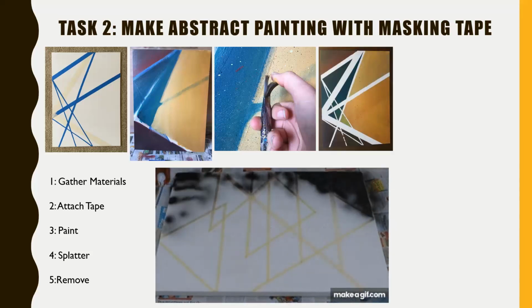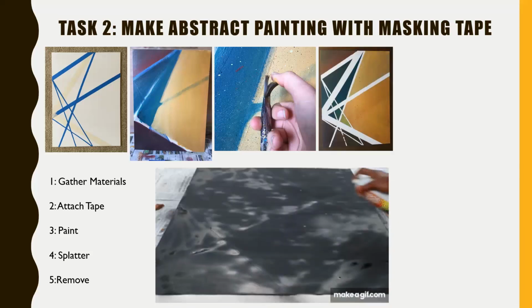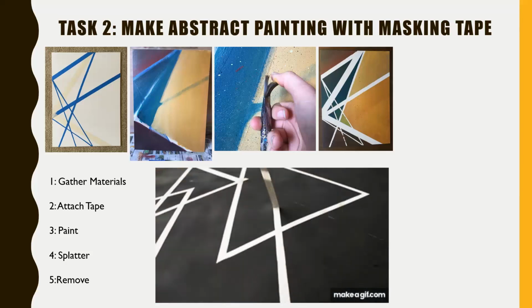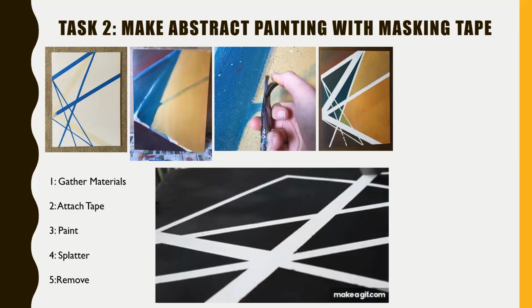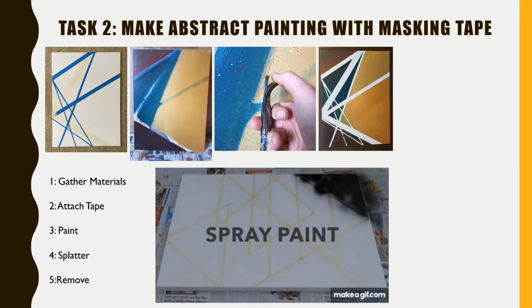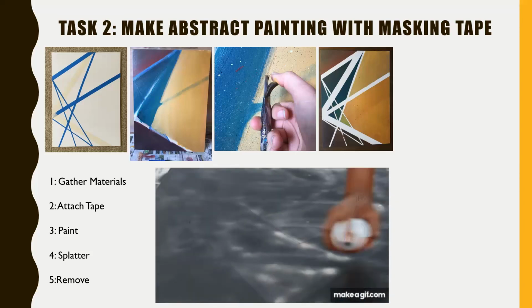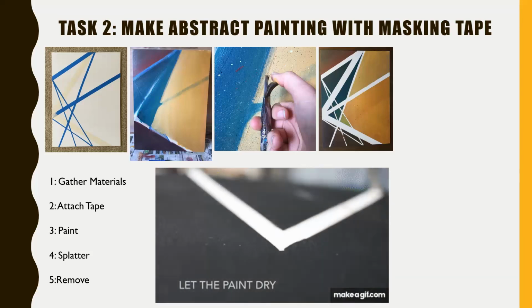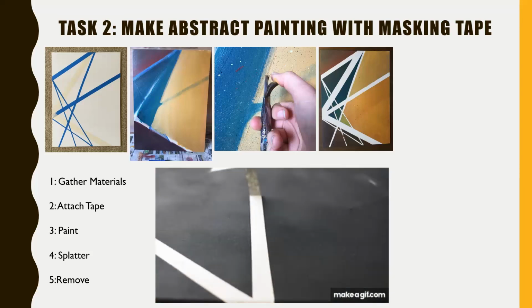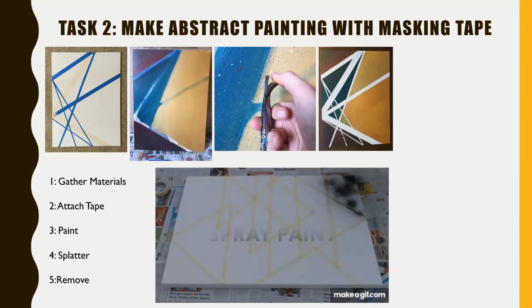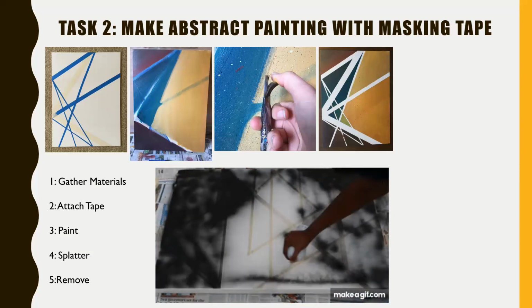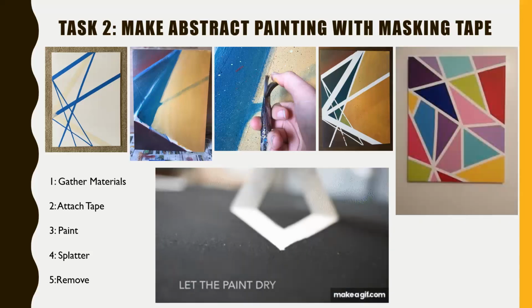So we want to maybe wait 10-15 minutes. It depends how thick your paint is. You want to make sure it's pretty dry, because you want the lines underneath your masking tape to be lovely and clear and white. And then you have the very satisfying job of peeling off the masking tape off your canvas or board to reveal these beautiful white lines underneath.